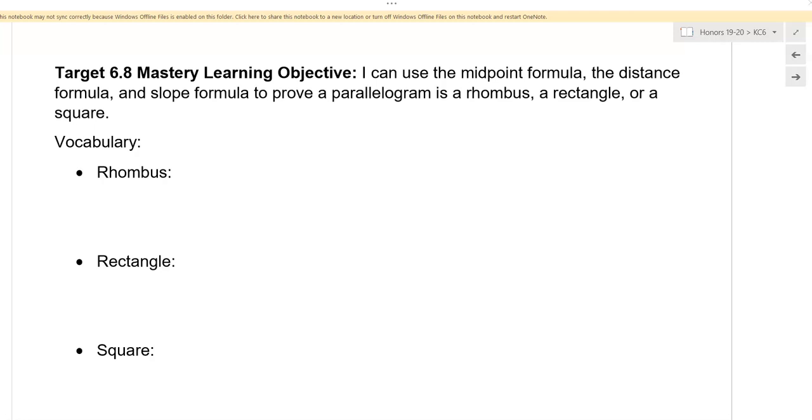Alright, we are now looking at target 6.8. This is our last one. We are still using our midpoint formula, our distance formula, and our slope formula. But now we're taking our parallelograms and we're going to prove that it's a rhombus, a rectangle, or a square. Okay? So we're still looking at quadrilaterals. We're just now proving special ones. They're more special than parallelograms.